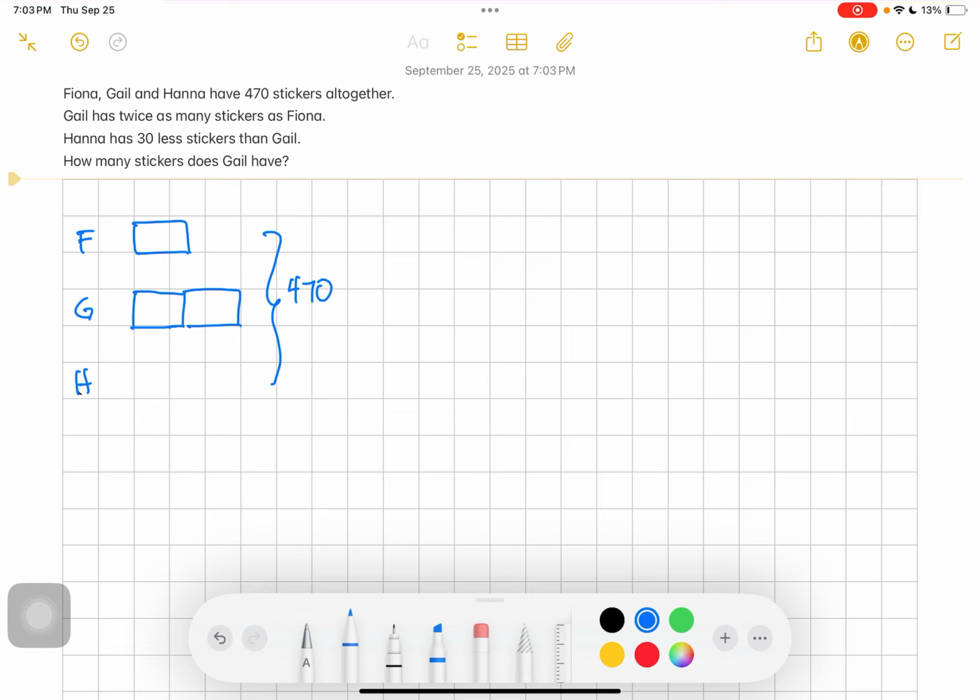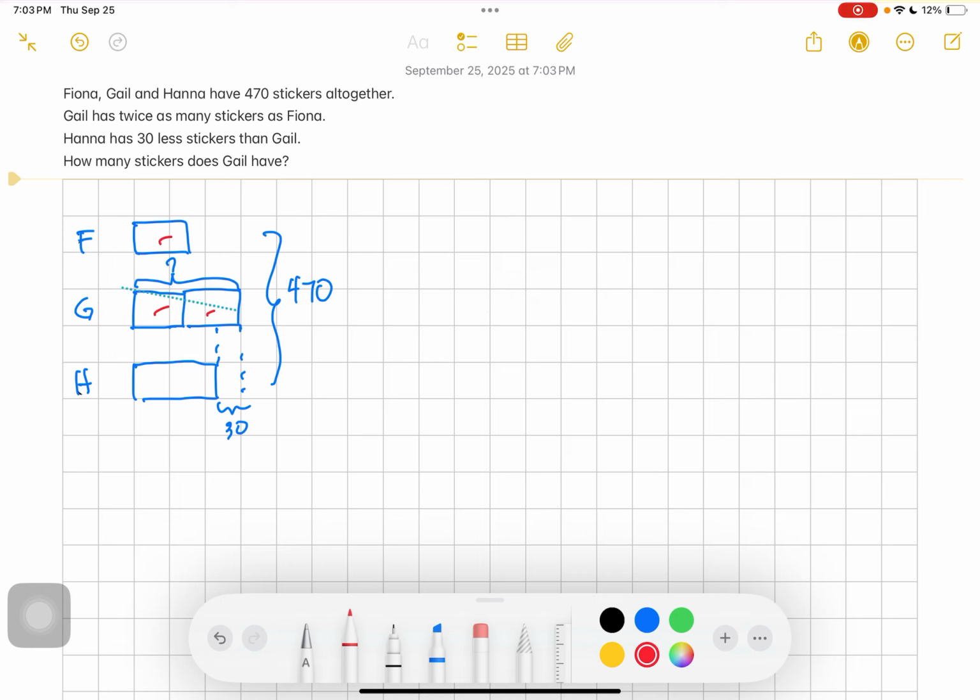Hannah has 30 less stickers than Gail. So 30 less than Gail. So how many stickers does Gail have? Okay. So for this problem, we can see in our model that we have 3 equal units. 1, 2, 3.